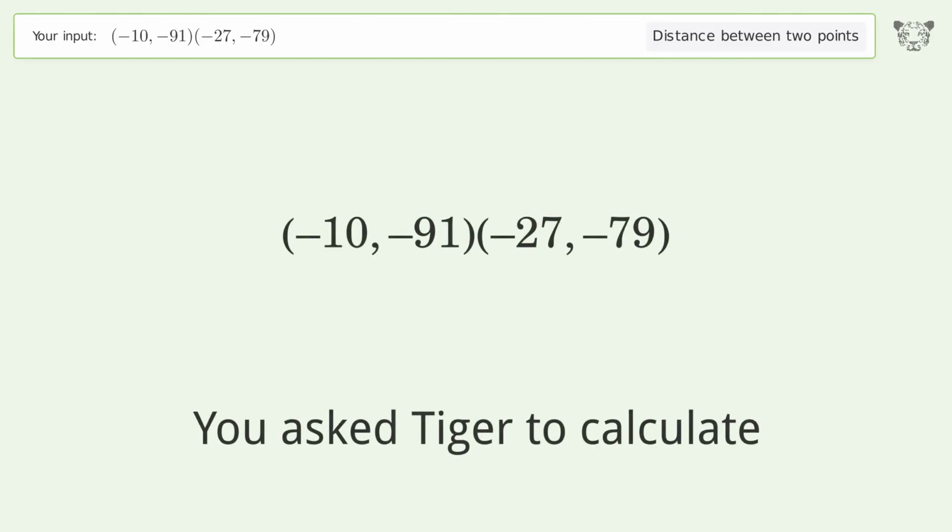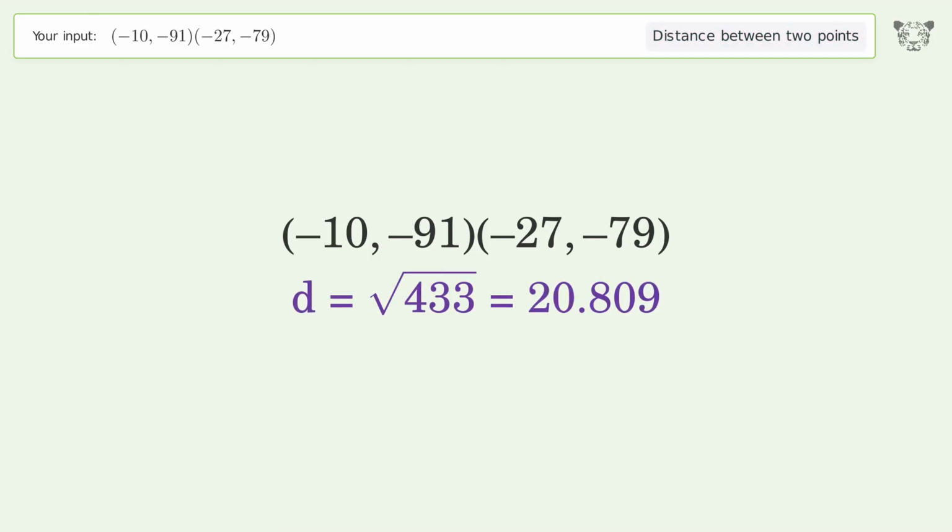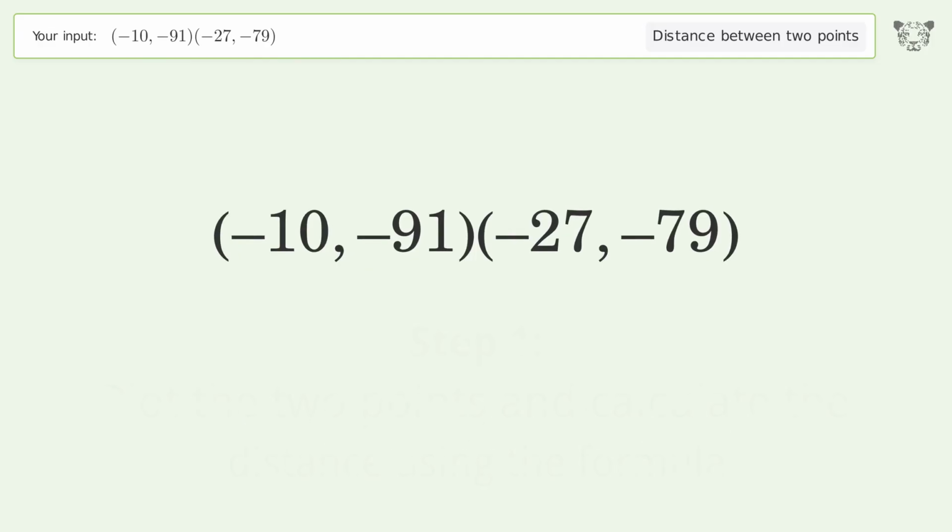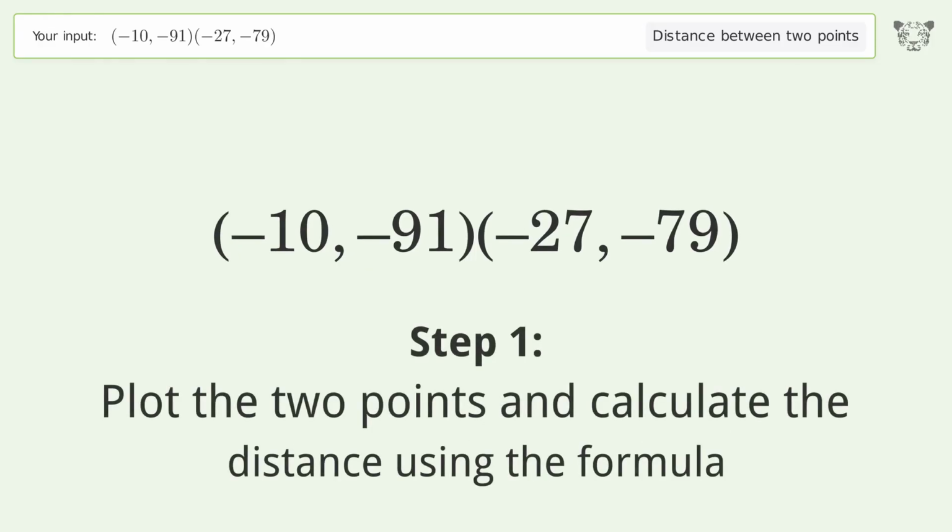You ask Tiger to calculate. This deals with the distance between 2 points. The distance between the 2 points is the square root of 433, or 20.809. Let's solve it step by step. Plot the 2 points and calculate the distance using the formula.